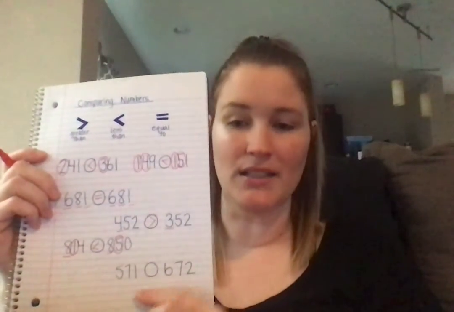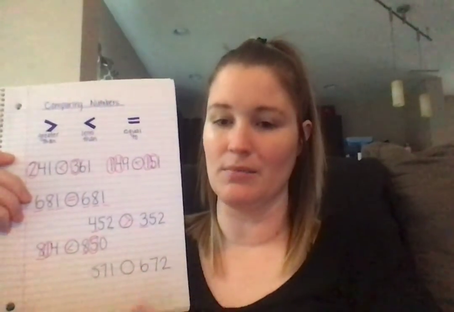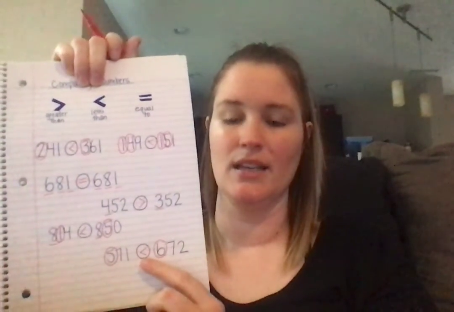And last little practice one, we have 571 and 672. It's the same thing you guys have been doing. This time I can look at my 100 spot, and it's going to be another less than. So 571 is less than 672.